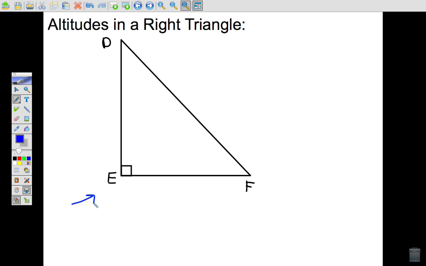draw our altitude from vertex E. Now, from vertex E, it's kind of easy. So it's going to hit that opposite side such that it's perpendicular. So I'm just going to draw this here. So maybe something like that.